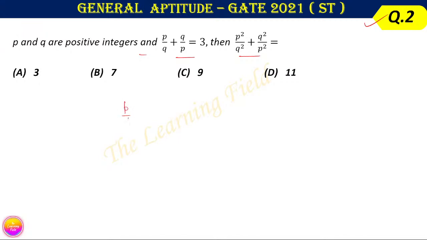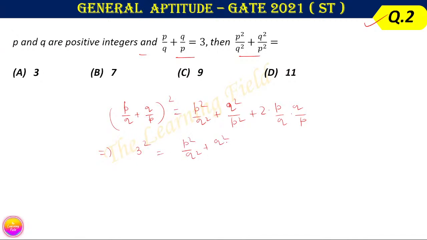So we can write P by Q plus Q by P whole square. This is equal to P square by Q square plus Q square by P square plus 2ab, that means 2 into P by Q into Q by P. The value of this is equal to 3 square, which is P square by Q square plus Q square by P square plus just 2 here. So P square by Q square plus Q square by P square is equal to 9 minus 2, which is equal to 7. So the correct answer here is 7, option B.